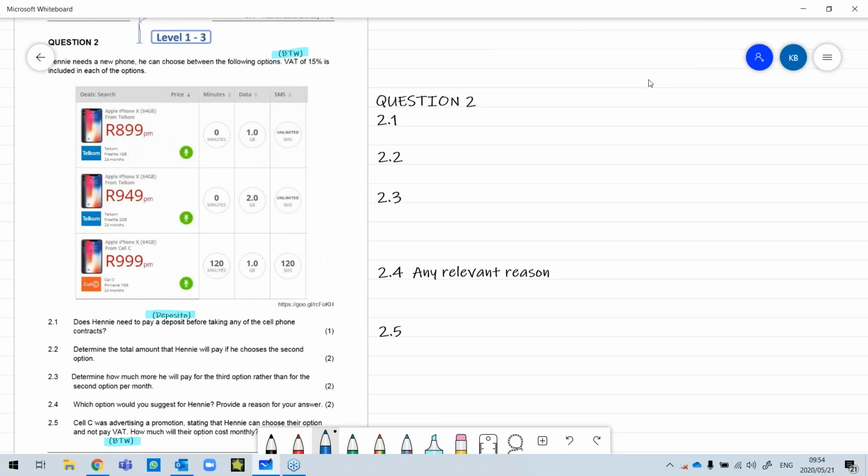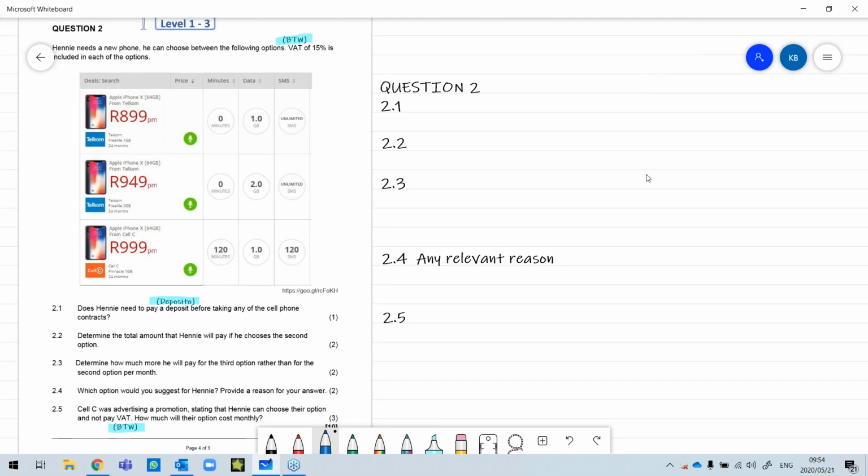Okay, so let's continue with question 2. Henny needs a new phone. He can choose between the following options. VAT of 15% is included in each of the options. So VAT is BTW van 15%.